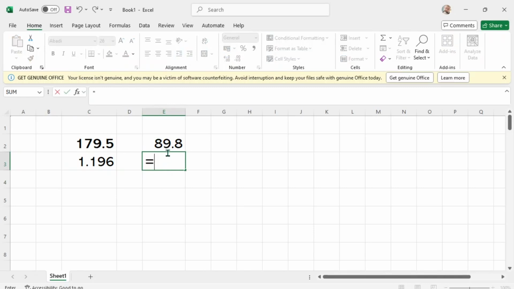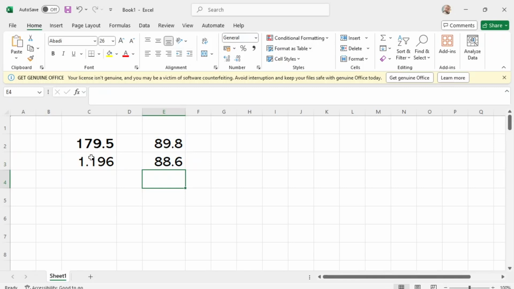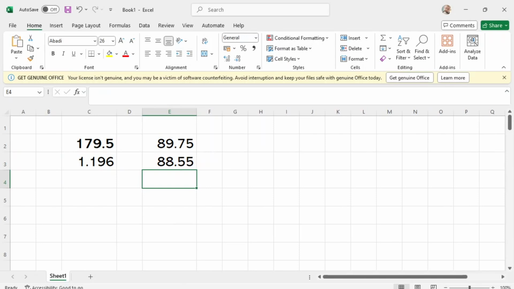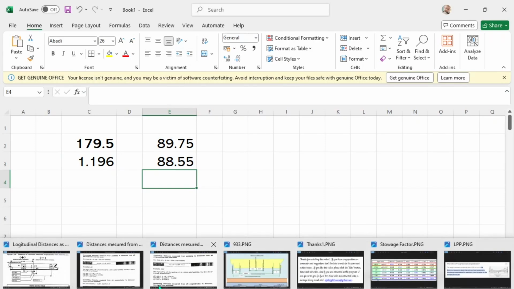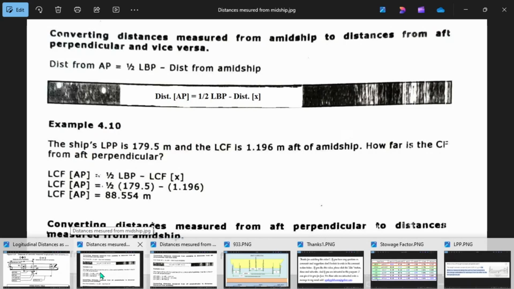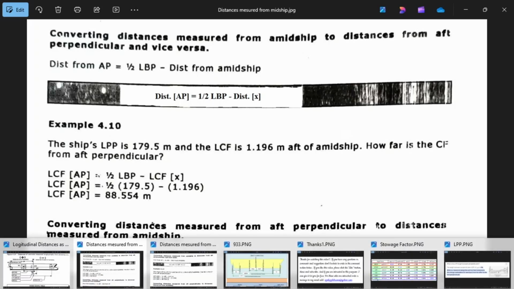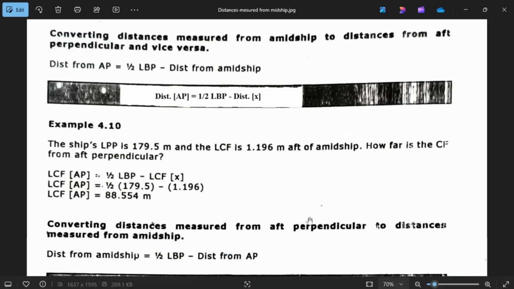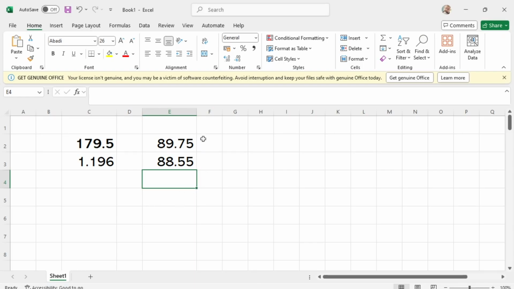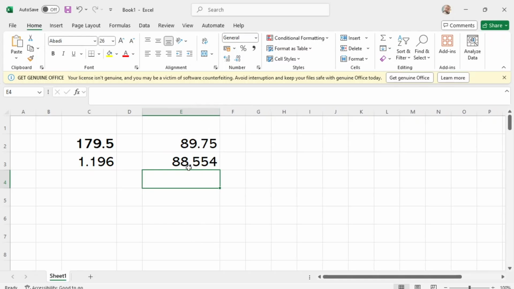So this one equals, click this one, minus 1.196. Then you will have the answer, would be 88.554. Okay? What is the answer? 88.554. So let's put this a little bit.